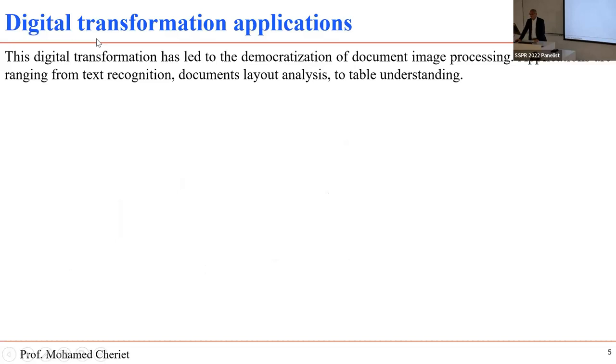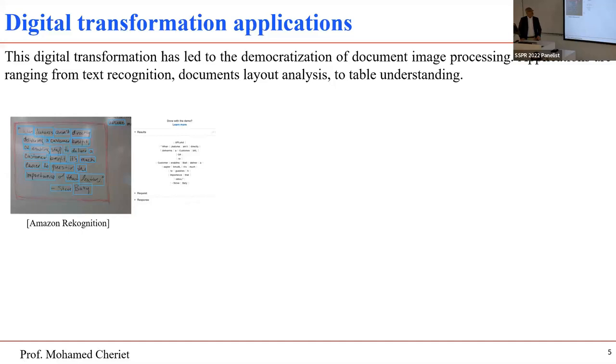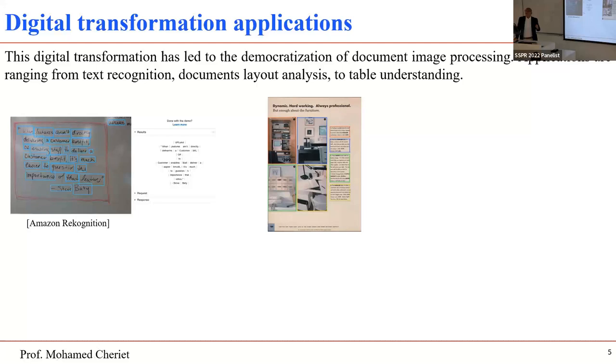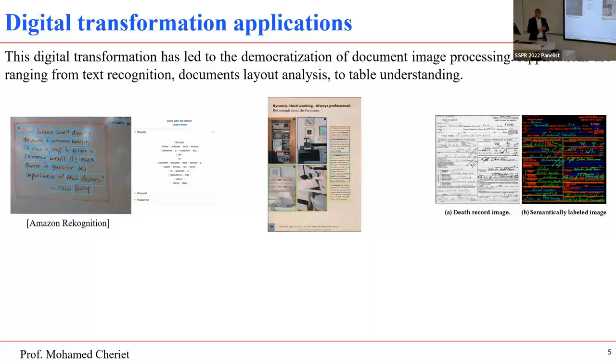In these applications, we have so many applications. You can see here, for example, with Amazon Rekognition, from a scene like this one, you can extract the text and recognize it. In another application, with what we call layout document analysis, either logical or physical, you can extract the visual objects that we are interested in and understand them. And the third one is form processing. With form processing, you can extract the targeted fields and process them.